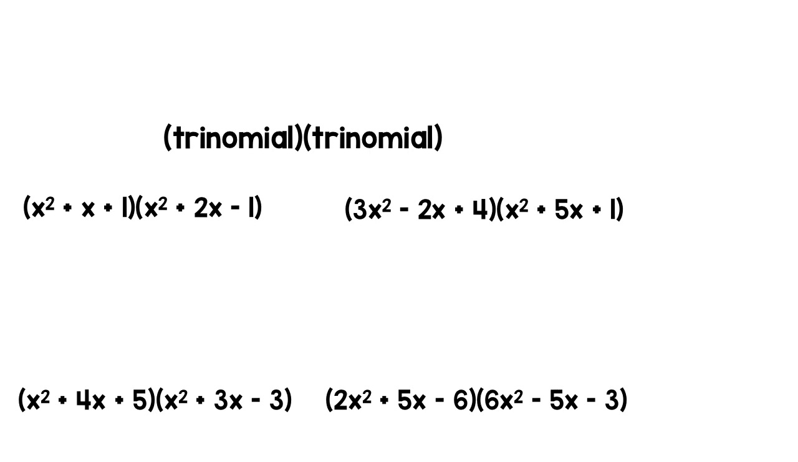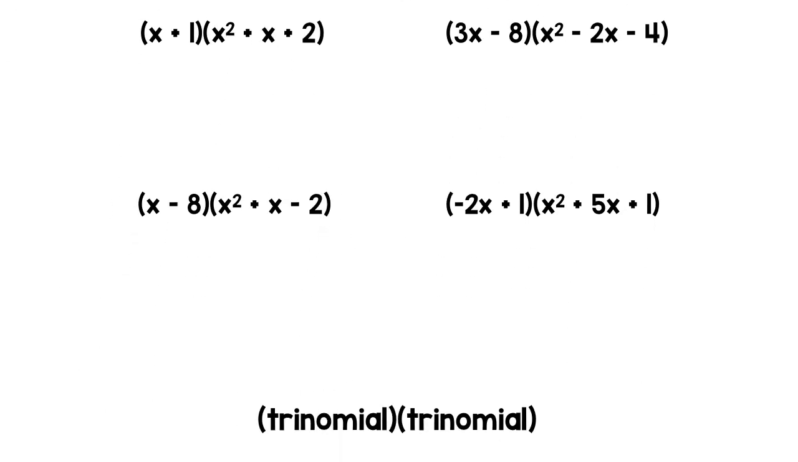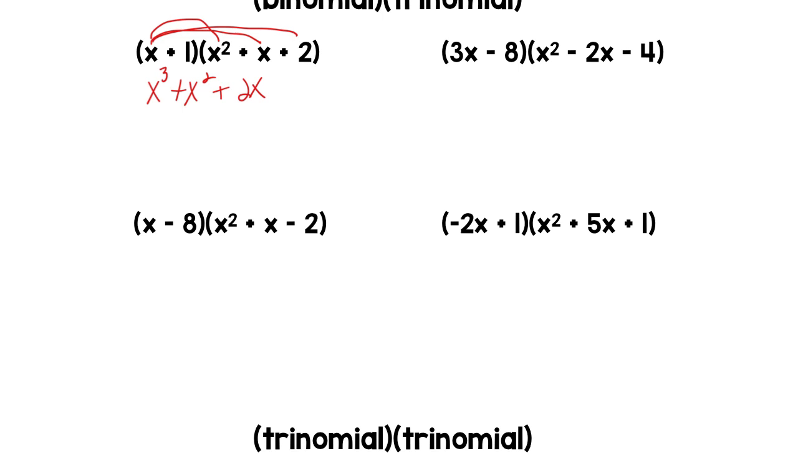Let's move it over to the back and try some bigger numbers. Now we're going to do binomial, which is 1, 2 terms, times trinomial, 1, 2, 3 terms. So x times x squared is x to the third power. X times x is plus x squared. X times 2 is plus 2x. Notice this is the exact same process, just more times.